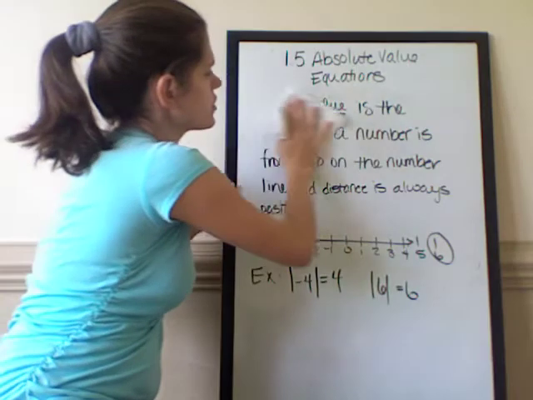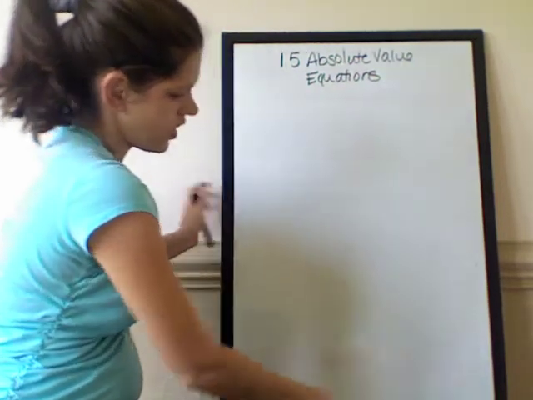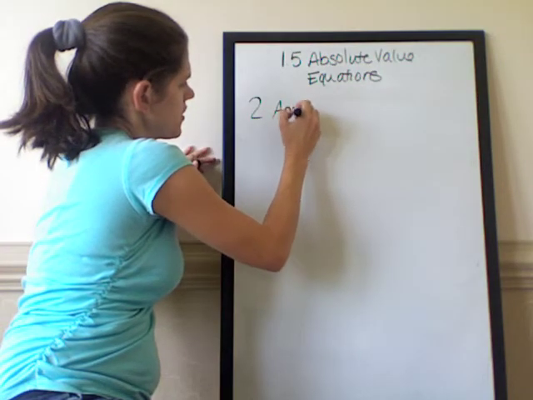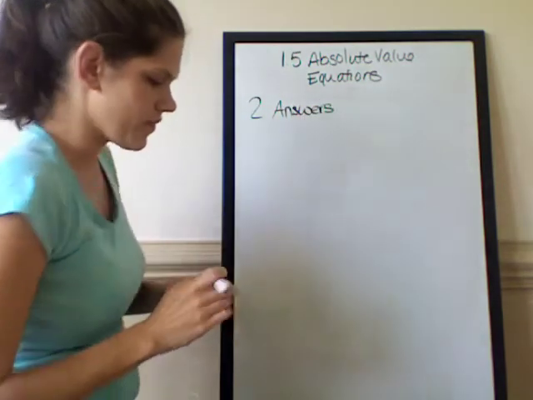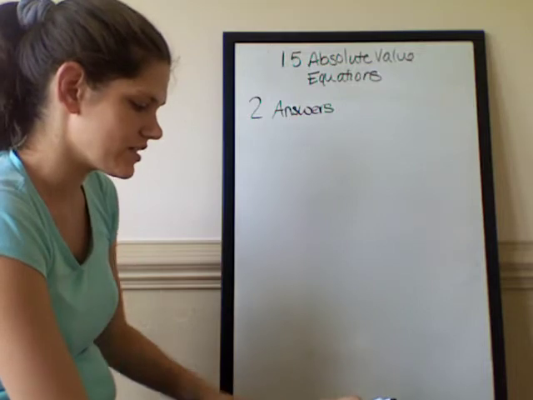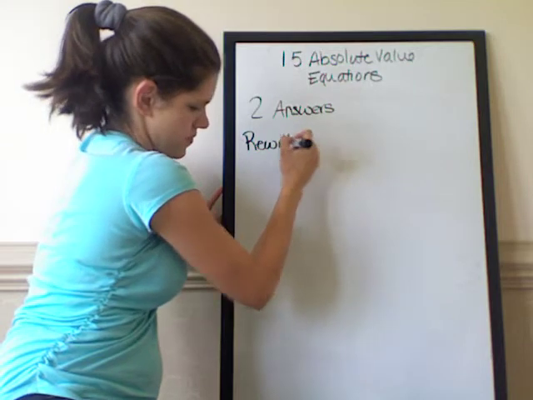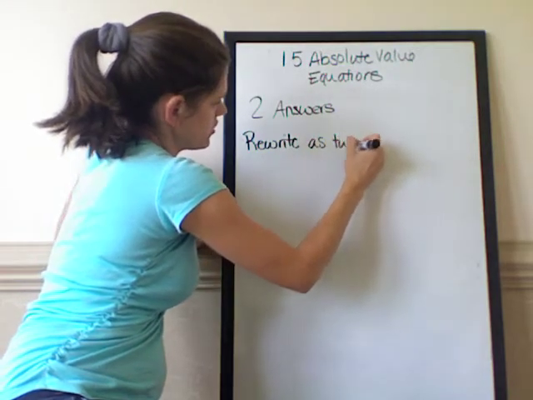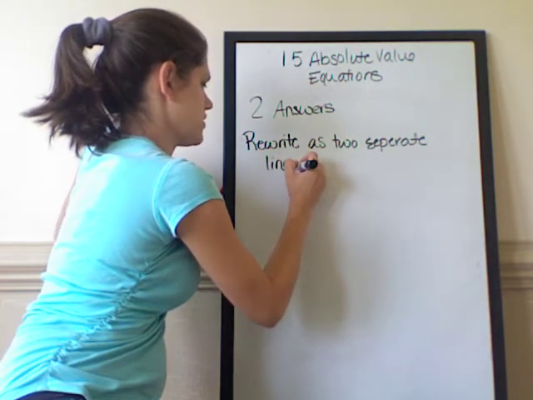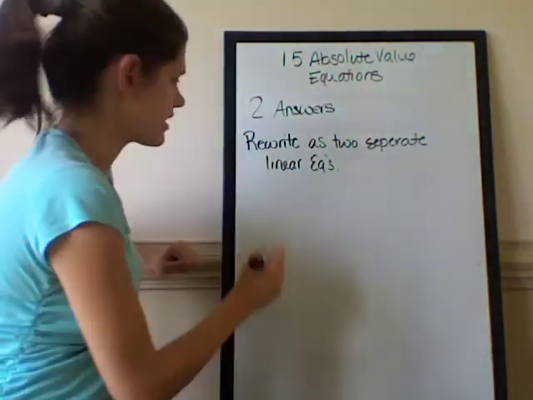Alright, now we're going to learn how to solve absolute value equations, so when they have an x in them. Absolute value equations usually have two answers. And this is because in order to get rid of the absolute value signs, we have to rewrite the equations as two separate linear equations. Okay? Let's take a look at an example.